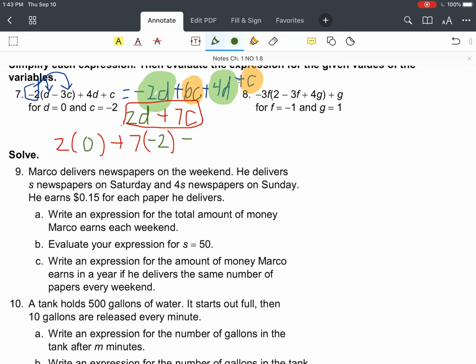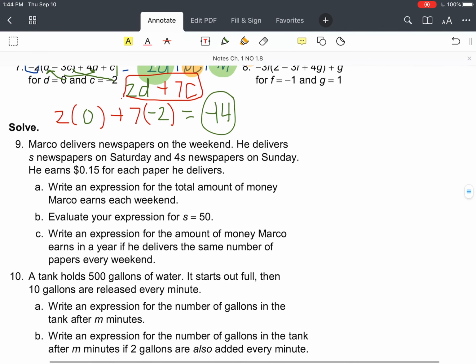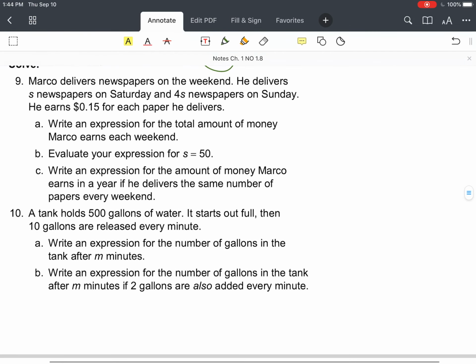Well, 2 times 0 is 0, so the first part of the expression becomes 0. 7 times -2 is -14. So that's your simplified version. Again, if you were to have substituted 0 in for d in my original problem, and -2 in for c in the original, you should also get -14. So you can pause the video, you can try that, and then try number 8. Again, check your answer against the key.